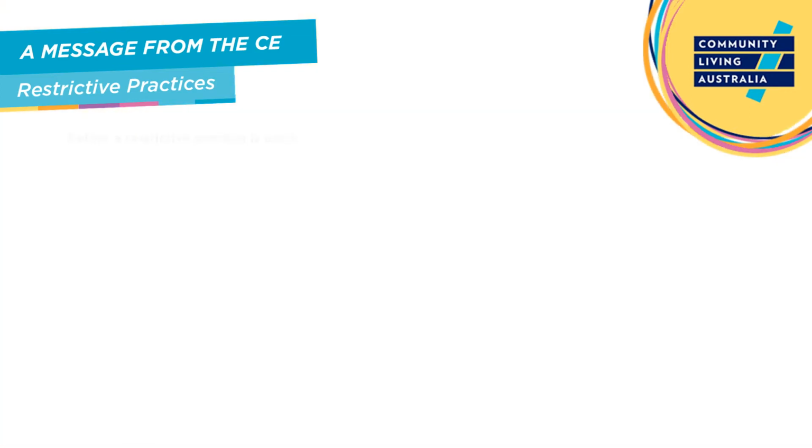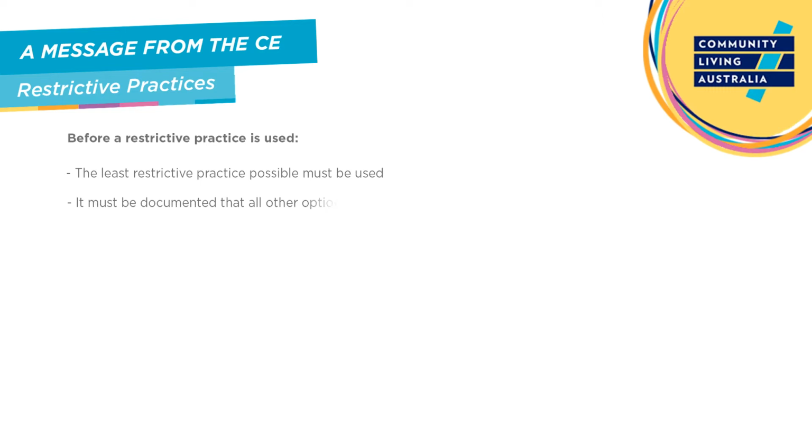So is it ever okay to use a restrictive practice? Yes, it is. In certain situations it is okay to use a restrictive practice. But there are certain conditions and then certain processes following that which we have to adhere to. And before a restrictive practice is used, we must ensure that the least restrictive practice is used. It must be documented that all other options have been tried before we have used that restrictive practice.